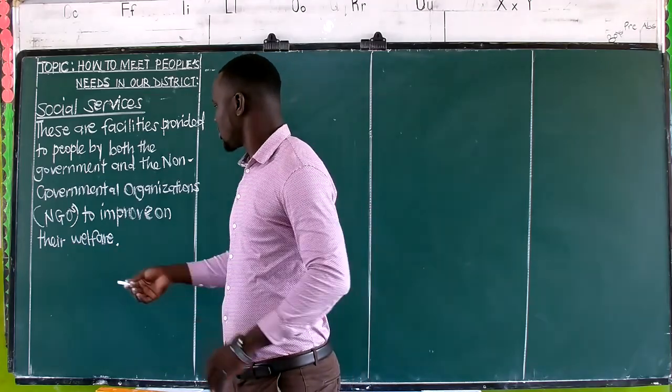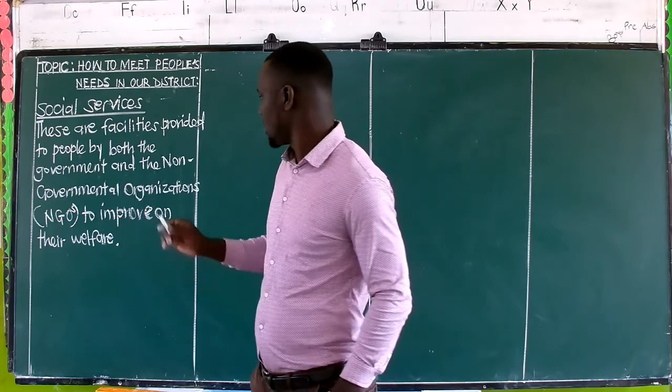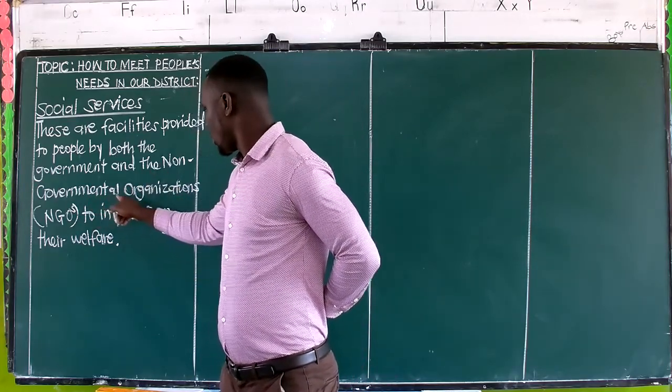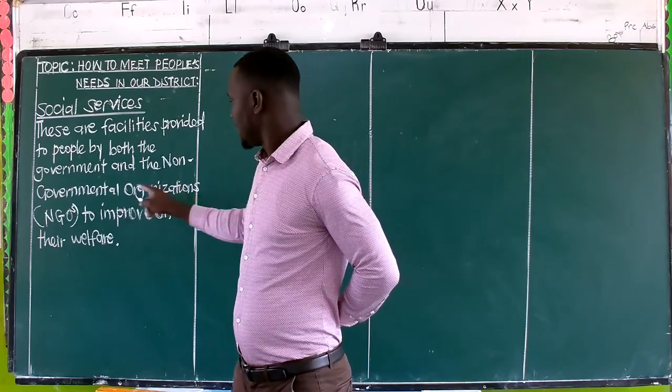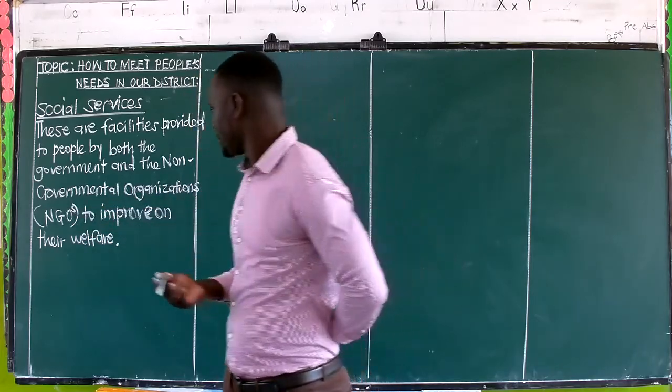Now, you can also be asked to write NGO in full. Of course, I've already given you. NGO means non-governmental organization. If the S is there, it means it is in a plural form.